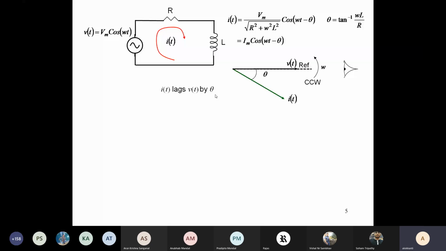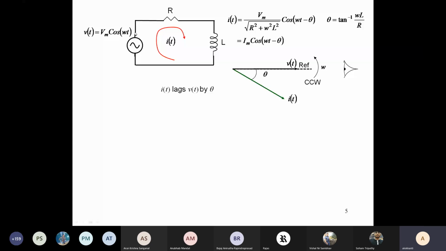So will we always put V of t on the reference, or can we put I of t on the reference? You can put it anywhere, but the relative angle between them will be the same. It depends upon the way I have given it. I have given V of t equal to Vm cos omega t plus 0 degrees, so the phase angle is 0 and it is kept along the reference. If it was some other angle, we will see.